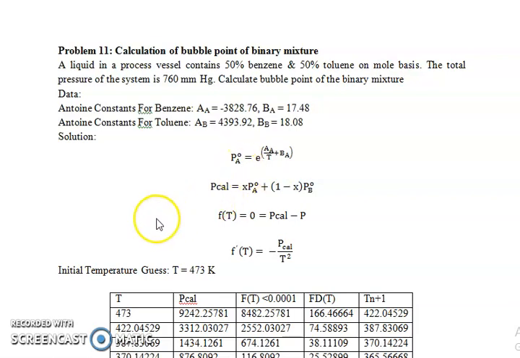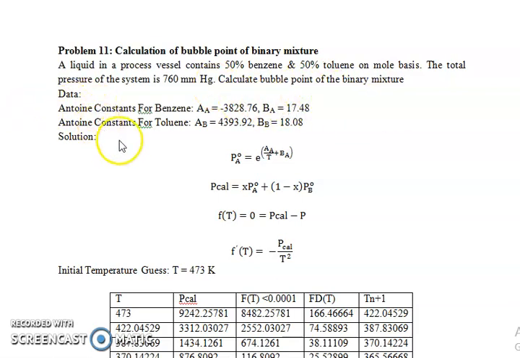So the problem given is: a liquid in a process vessel contains 50% benzene and 50% toluene, that is A and B chemicals, on a mole basis. The total pressure of the system is 760 mmHg. So we need to calculate the bubble point of that particular binary mixture.